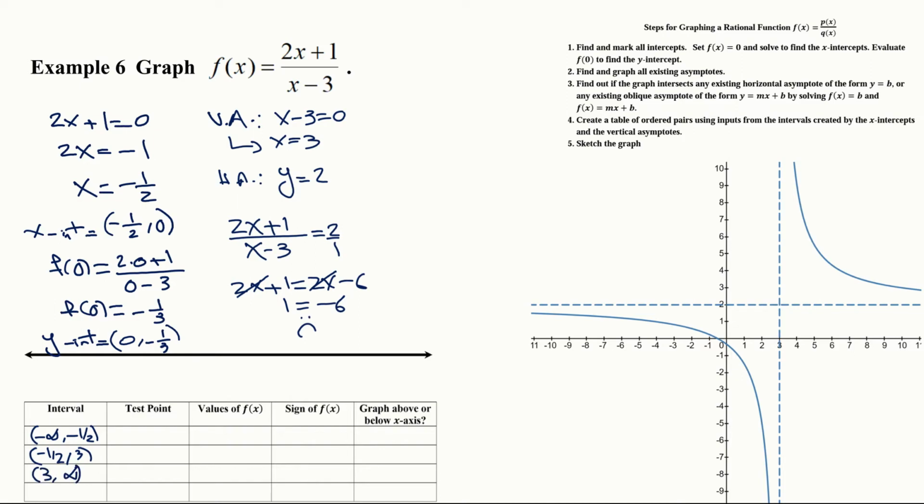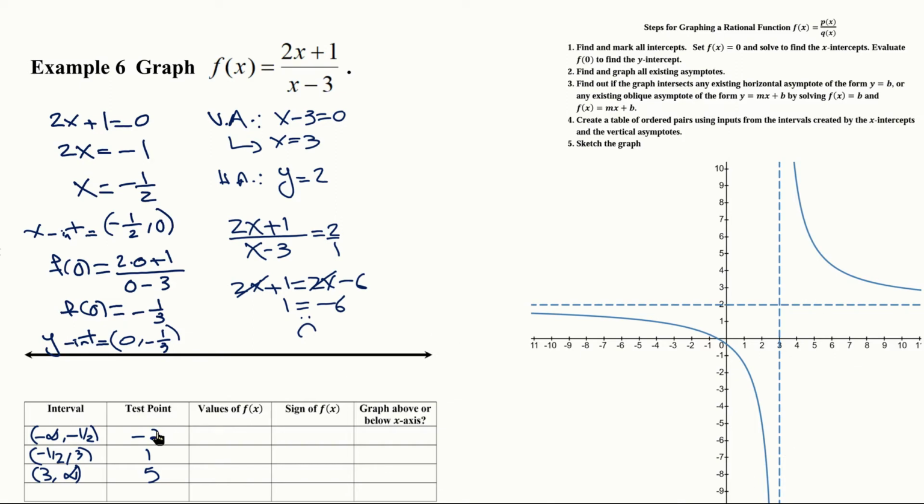So we want to know how the function is behaving in those regions. We'll take a test point. So for negative infinity to negative 1/2, we can just take negative 1, negative 2, it doesn't matter. Let's just take negative 2. And for this region from negative 1/2 to 3, we can take any point. Let's just take 1. And for 3 to infinity, we'll go ahead and pick 5, for example. Again, it doesn't matter.